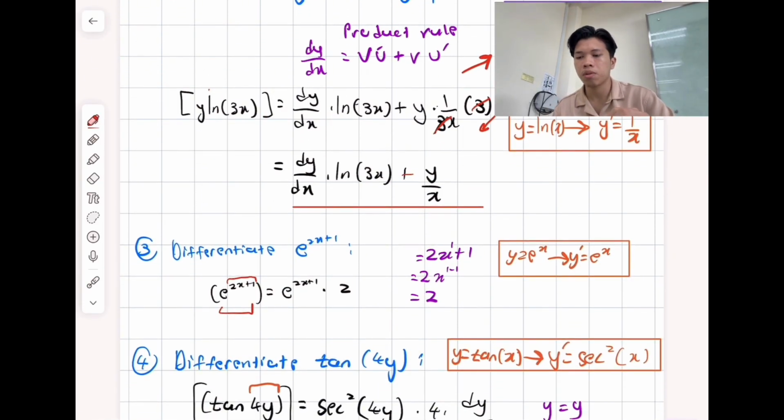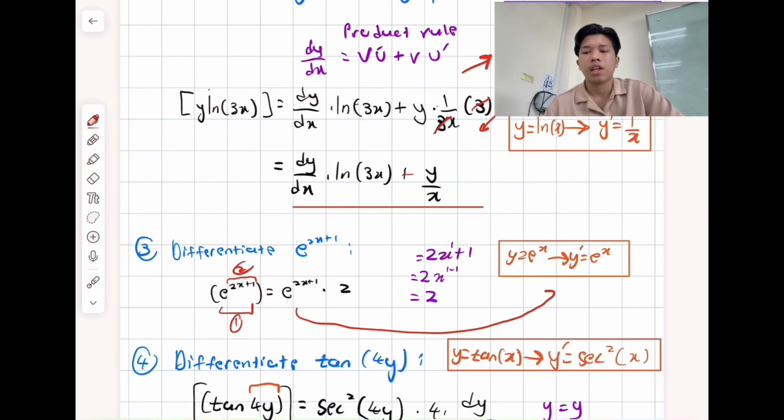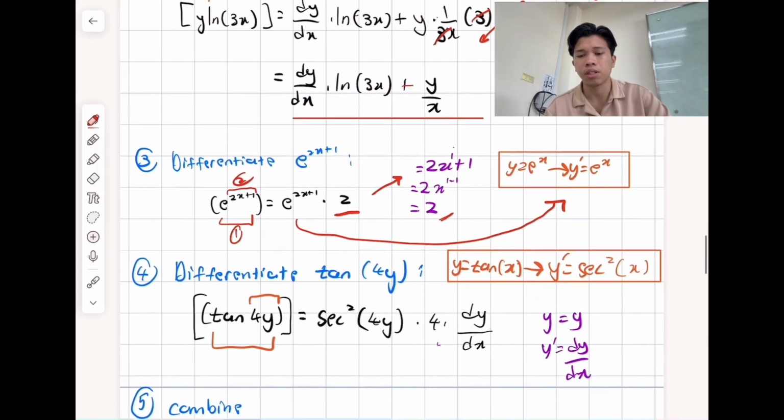The second part we will have to differentiate is e to the power of 2x plus 1. In this expression we have 2 parts to differentiate, the first part and also the second part. The first part we have to differentiate according to the differentiation formula, and then the second part we can differentiate normally. Here I show you how we differentiate 2x plus 1. Alright, we have settled the second part.